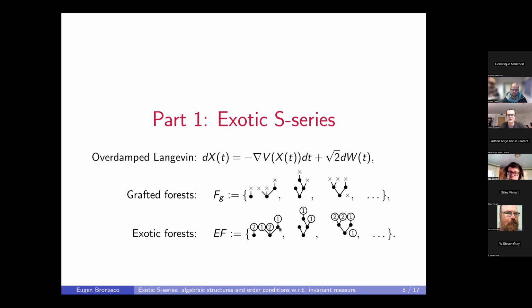So let us start with the first part, exotic S-series. We recall that we consider the overdamped Langevin equation. We recall that we will work with grafted forests, which are bicolored forests in which grafted vertices cannot have incoming edges. And we will also consider exotic forests, which are grafted forests where grafted vertices are paired.